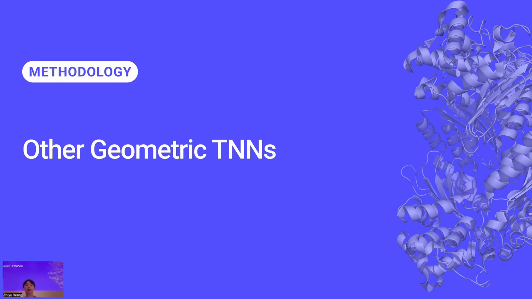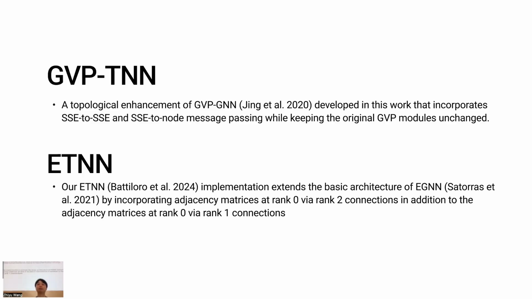Besides TCP-net, I have also developed 2 other simpler geometric topological neural networks. I have developed GVP-TNN, which is a simple topological enhancement of the popular GVP-GNN. And I have adapted the existing ETNN work to protein representation learning tasks as well. I'm skipping the detailed explanation here just for time, but just to let you know, they are very simple modifications of existing work that support topological modifications and message passing.